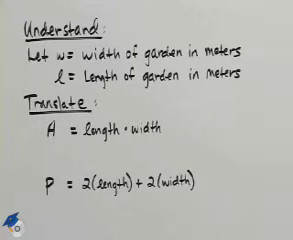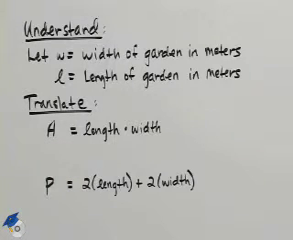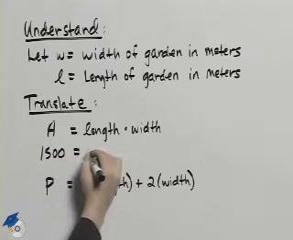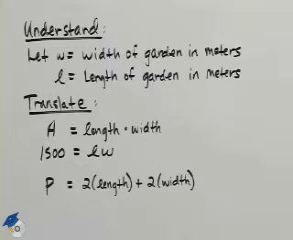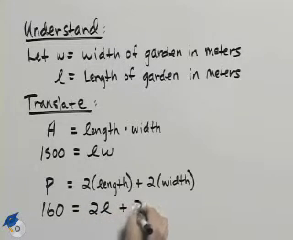We're given that the area of the garden is 1,500 square meters. We know the area for a rectangle is length times width, so I can write 1,500 is equal to L times W. Secondly, we know the perimeter of the garden is 160 meters. Perimeter is 2 times the length plus 2 times the width, so we'll write 160 equals 2L plus 2W. We will use those two equations to solve for the dimensions of the garden.